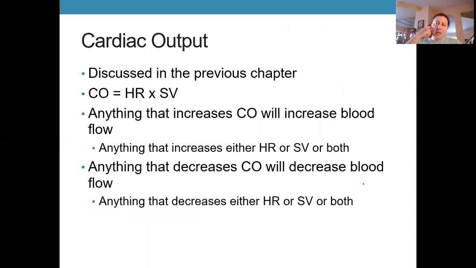So cardiac output is definitely something that will affect blood pressure and blood flow. We talked about cardiac output already though. So cardiac output is literally blood flow through the whole circulatory system, and it's going to be determined by heart rate and stroke volume. So anything that increases heart rate or stroke volume or both increases cardiac output and blood flow. And then vice versa, anything that decreases cardiac output will decrease blood flow. So we're not going to touch on them again, we're just seeing that this applies to the rest of the circulatory system and not just the heart.